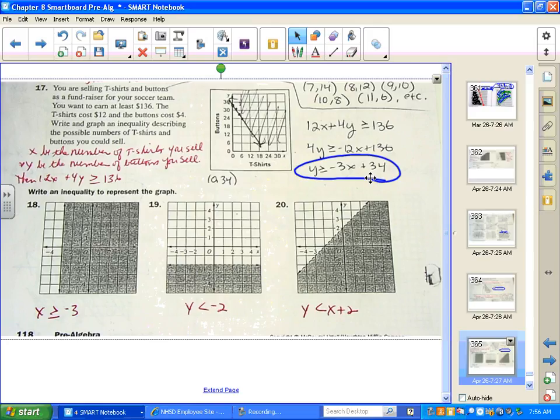Anyone else on that one, on 17? What'd you think about 18, 19, 20? I was wondering how you guys are doing this. Okay, 18, x is greater than or equal to negative 3. 19, y is less than negative 2. 20, y is less than x plus 2. Jeremy.